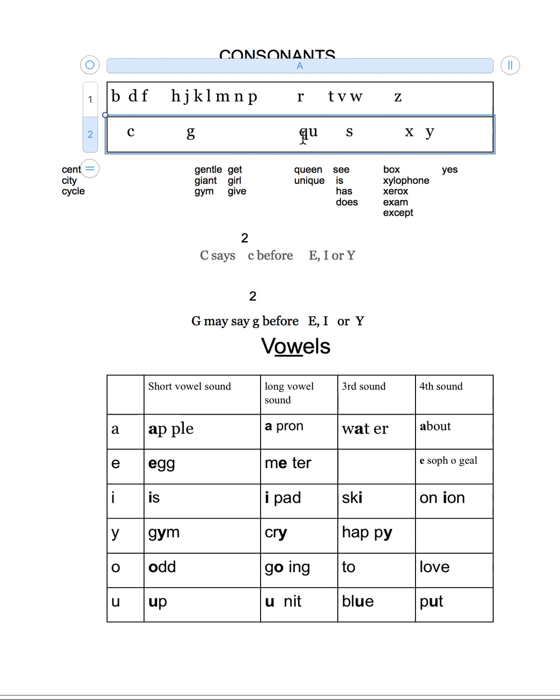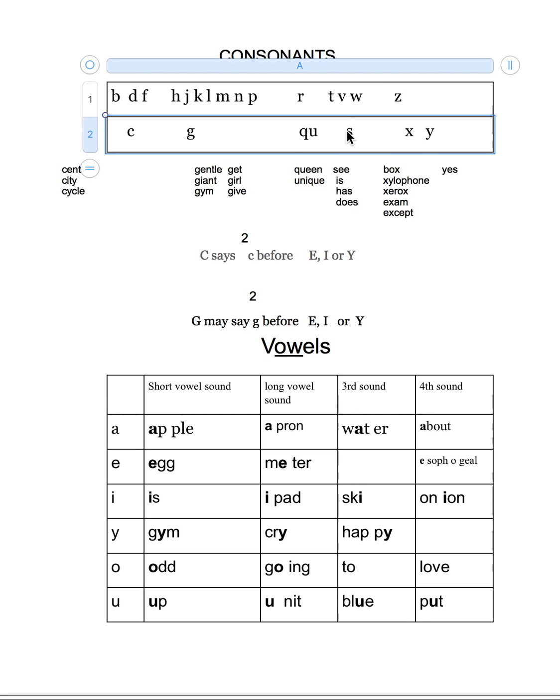The letter Q is always followed by U in the English language. And it says qu, k. There's two sounds. Qu is an unvoiced sound, the K and the W blend. Qu, queen. And K, the K sound, unique.